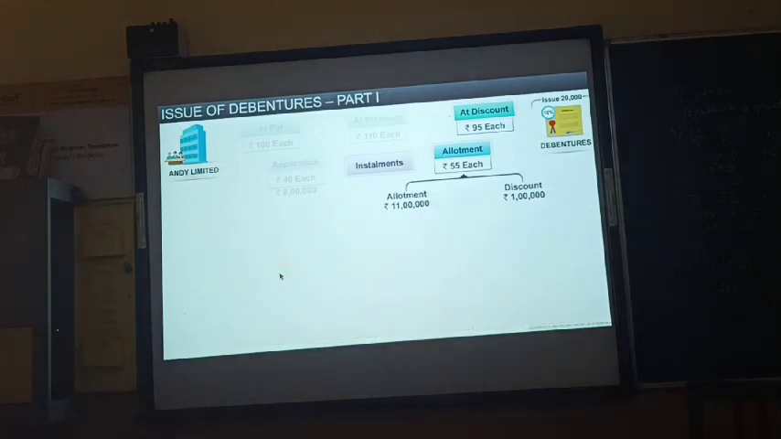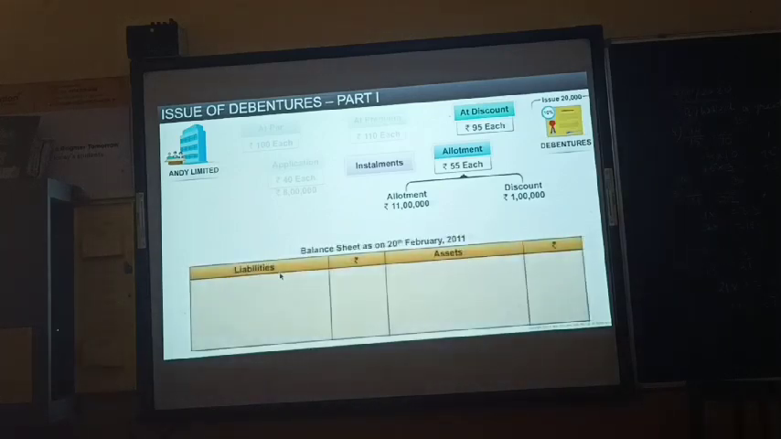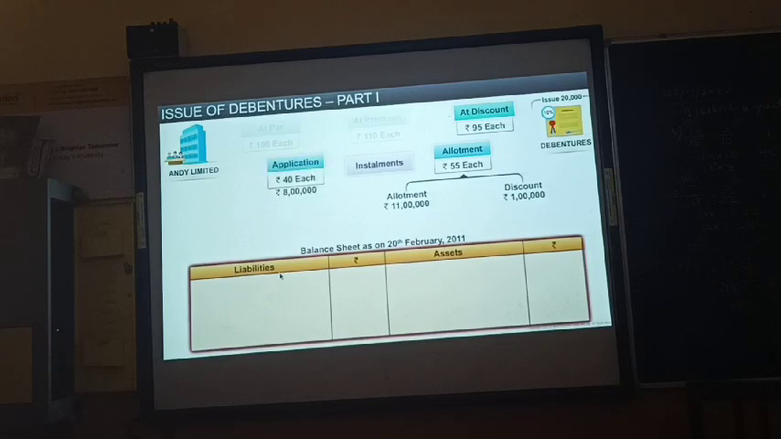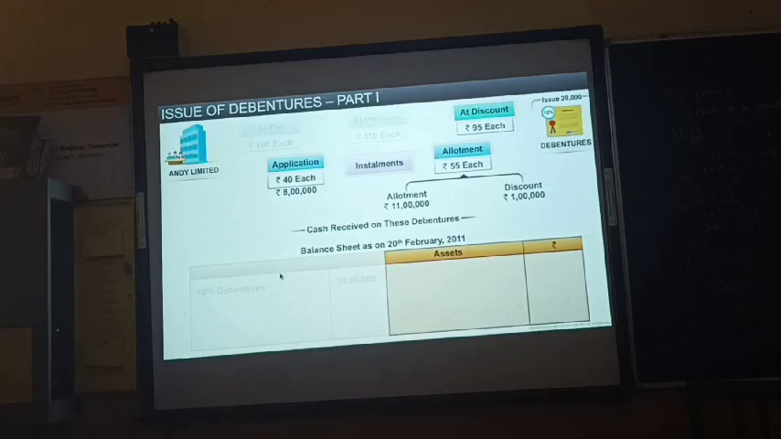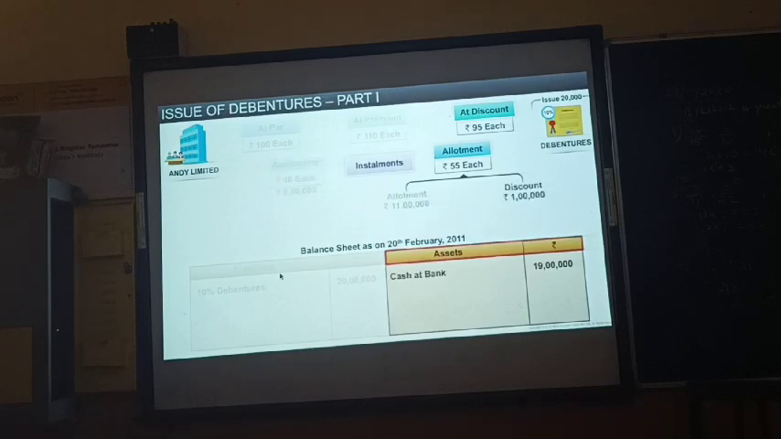Going ahead, let us have a look at the treatment of this in the balance sheet as on 20th of February 2011. In the balance sheet, the 10% debentures worth 20 lakh rupees are shown on the liabilities side. On the other side, the cash received on these debentures of 19 lakh rupees is shown on the asset side as cash at bank. Further, the discount on the issue of debentures of 1 lakh rupees is a capital loss and is shown on the asset side under the heading Miscellaneous Expenditure.